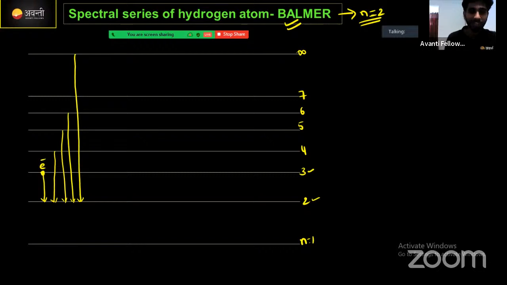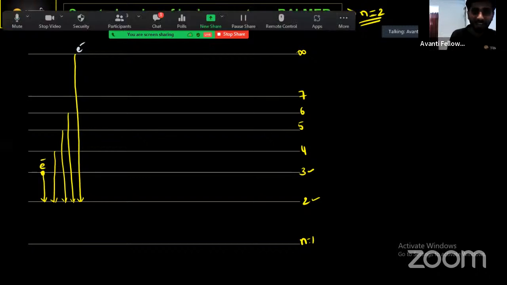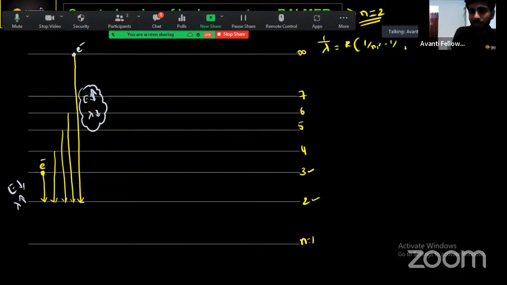Now look here, again the same condition, nothing is changing. If the electron jumps only one orbit level, energy is less, wavelength is more, correct? If the transition takes place from infinity to the ground energy state 2, energy will be more and wavelength is less, correct? In this case you need to take the composition again, same way. 1 by lambda is equal to R into 1 by n1 square minus 1 by n2 square. I'm informing you all, this equation we are going to derive in the coming slides, in the coming class also.